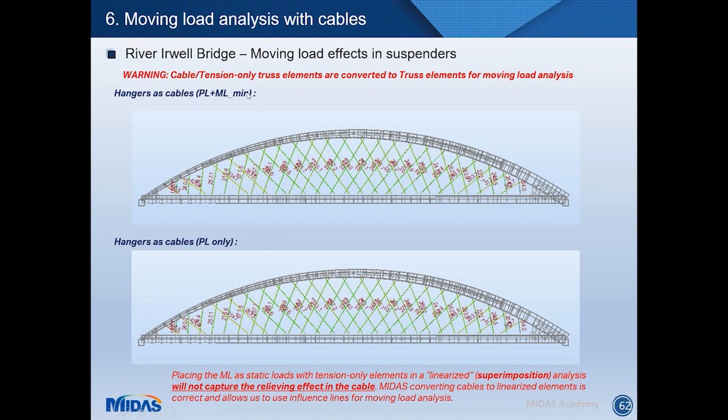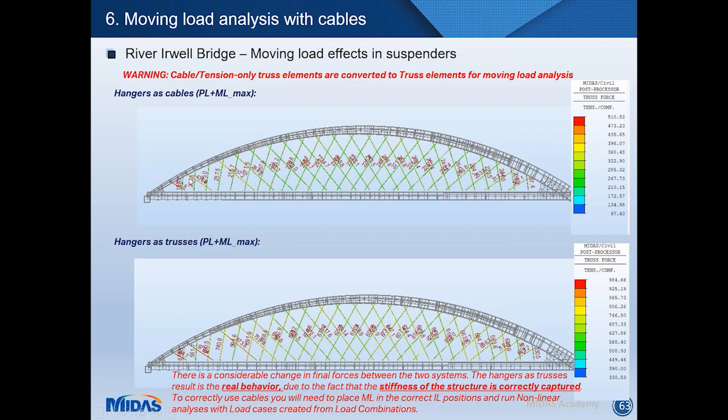which is wrong, with the maximum envelope, what you will see is this. So for these cables, I'm combining the moving load maximum effect for each cable with the permanent load. But you can see that the maximum value that I'm coming up with is 510, while if I use my trusses, which will take the relieving effect, I'm getting a much higher result.